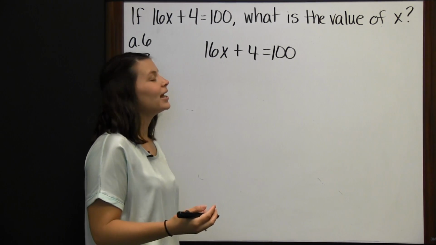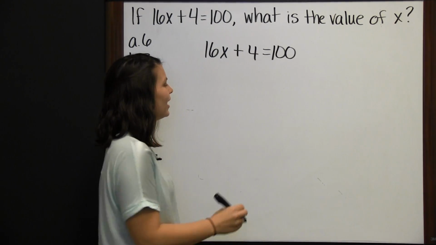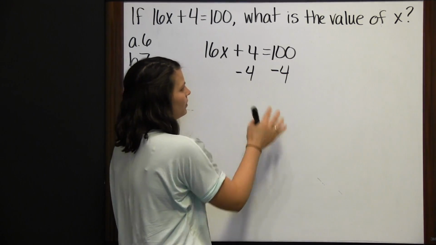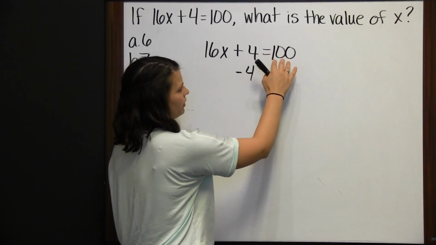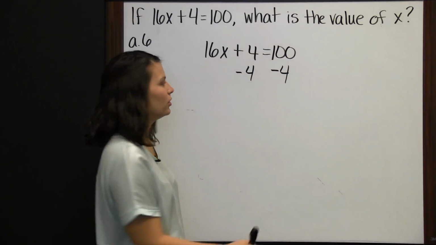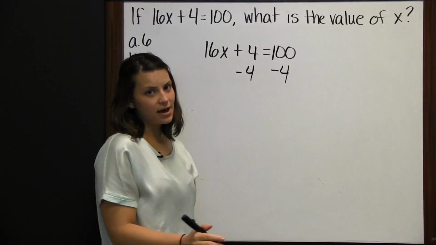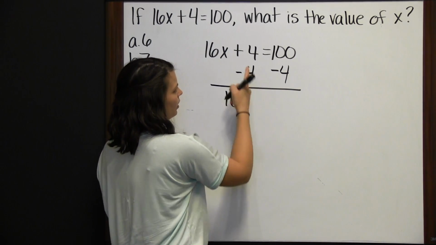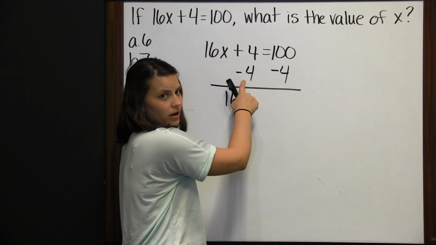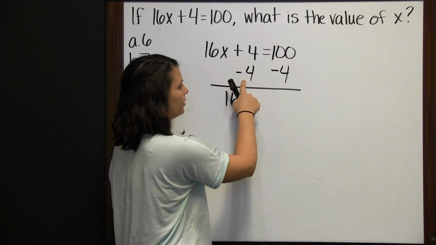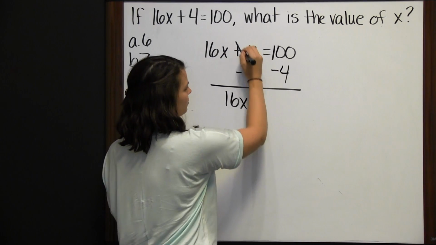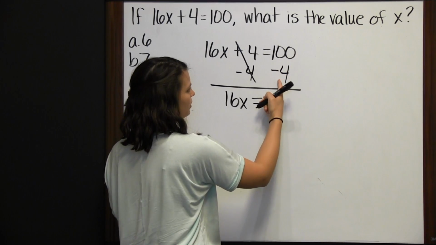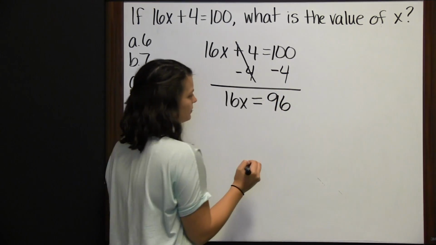But we have an algebraic way to do it. And that is to start by subtracting 4 from both sides. Because since these two sides are equal to each other, to keep them equal, we have to do the same thing to both sides. So we have 16x plus 4 minus 4. Those are additive inverses of each other. That means they add to be 0, so we can cancel them out. Bring down the equal sign, and then 100 minus 4 is 96.